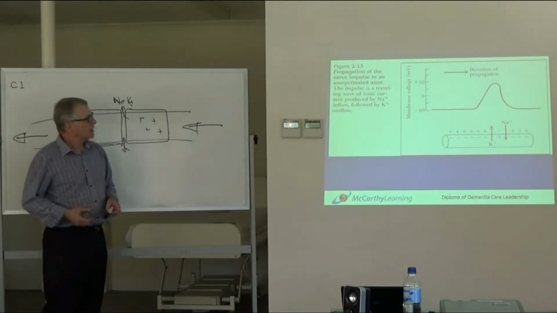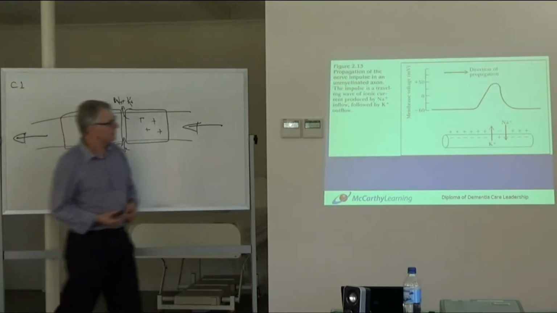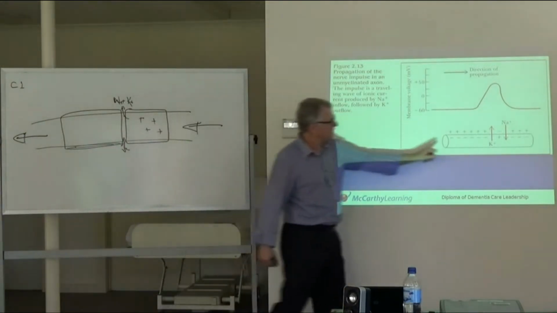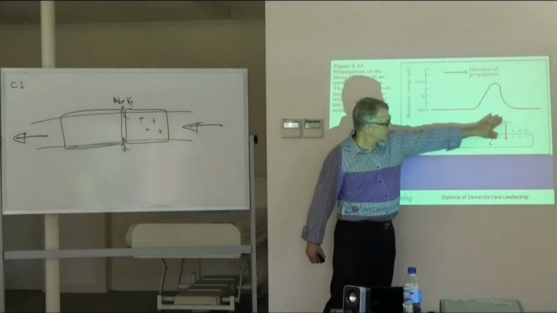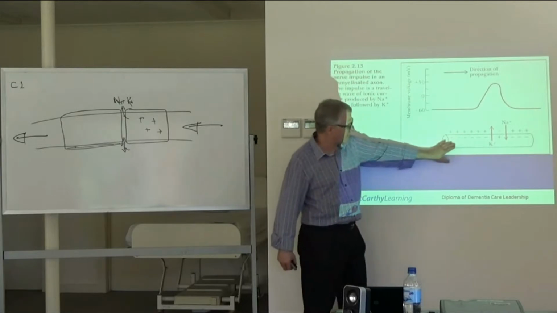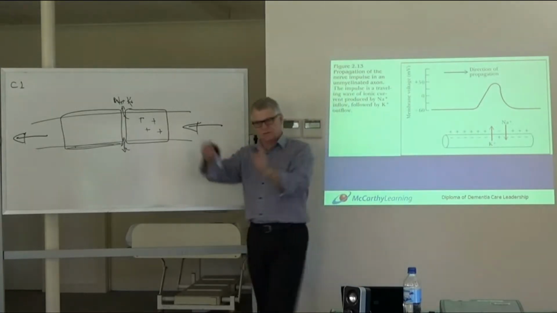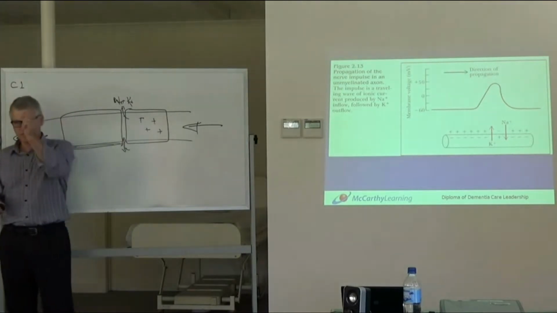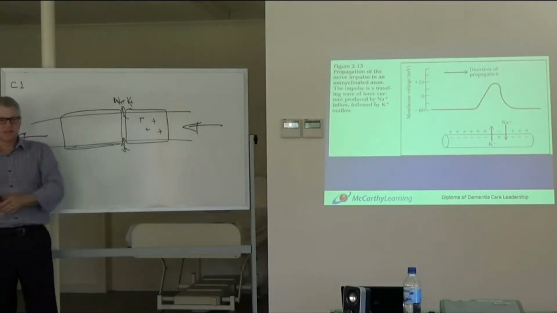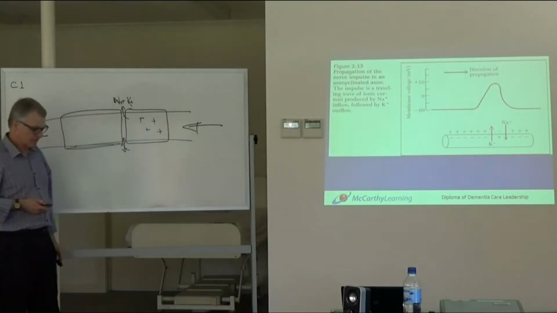So we've got movement of potassium out, movement of sodium back in, which creates the movement throughout the length of the axon. So sodium moves out, potassium moves out, sodium moves back in, etc. So it's constantly trying to achieve that equilibrium.